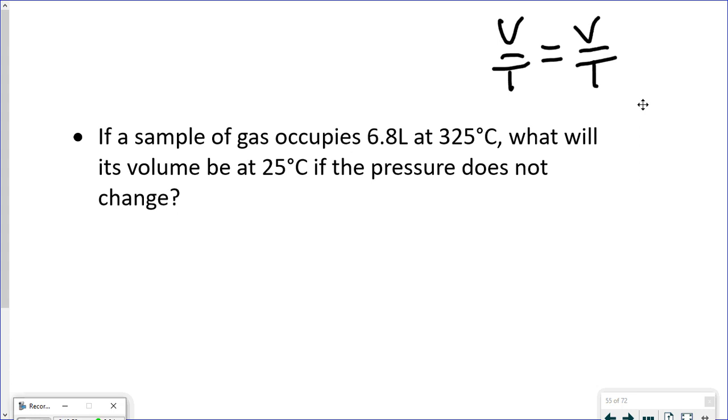So same thing, make sure you figure out what pairs together on the same side. So we have a gas that's 6.8 liters at 325 degrees Celsius, but we need to change to Kelvin. 325 plus 273 is 598 Kelvin.